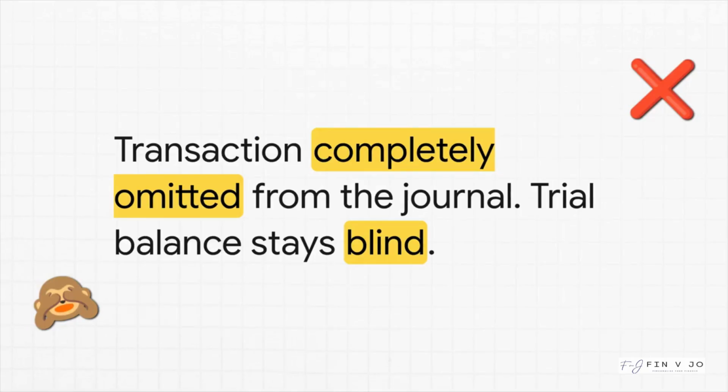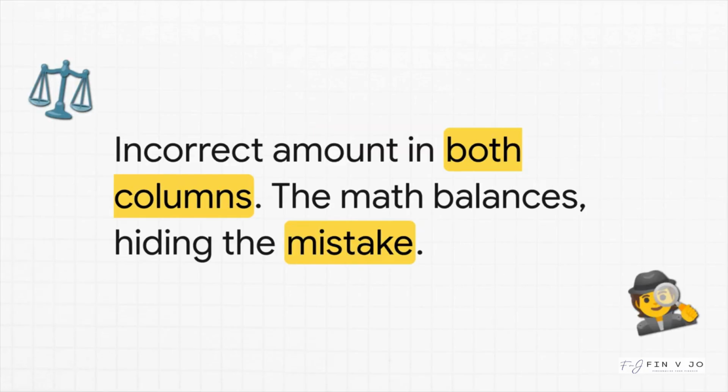Undetected error number 1 is complete omission. Say a transaction just hasn't been entered at all in the journal. Well, your trial balance will still perfectly tally because you didn't record a debit and you didn't record the corresponding credit. The total balance isn't thrown off at all. The trial balance is literally blind to this missing information. Then we have error number 2, writing the wrong amount. If you write down an incorrect amount, but you put that exact same incorrect number in both the debit and credit columns, the math still balances out perfectly. The arithmetic checks out, entirely hiding your mistake from the trial balance.